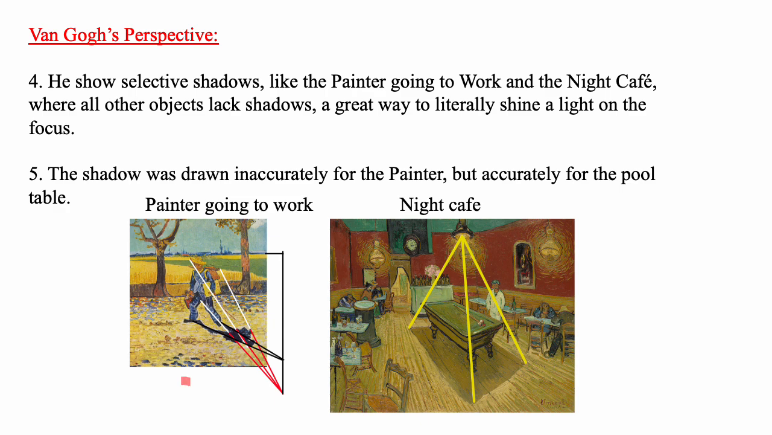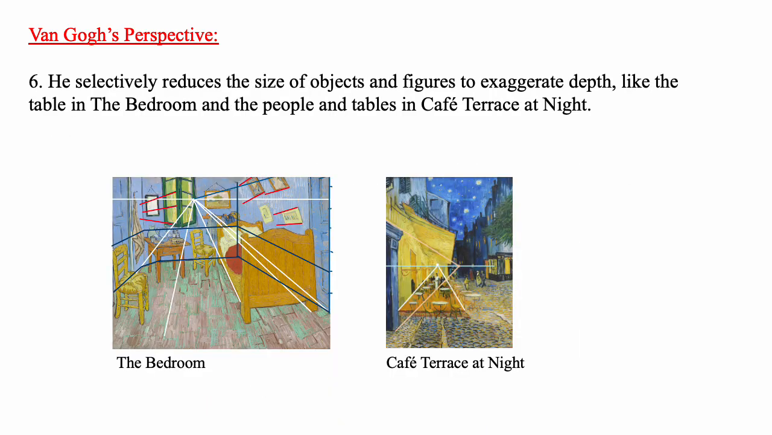In these two pictures, he shows shadows for the main subject, the painter and the pool table, whereas all the other objects lack shadows, so he literally shines a light on the focus. The shadow is not drawn accurately here, but it is drawn perfectly over here. And he selectively reduces the size of objects and figures to exaggerate depth, like the table and chair here, and the tables and figures here.